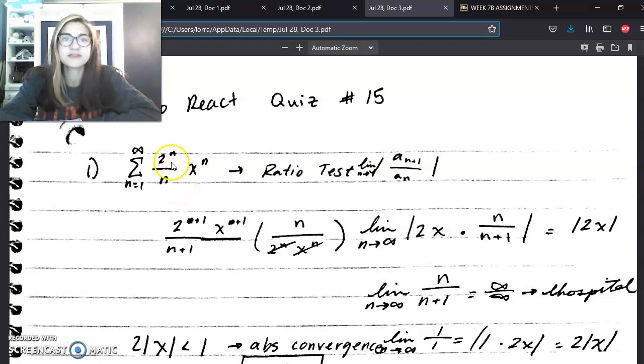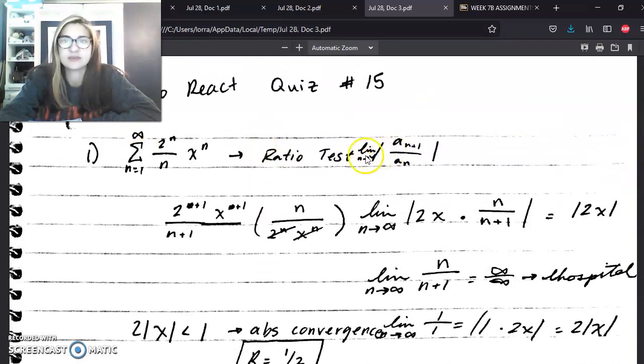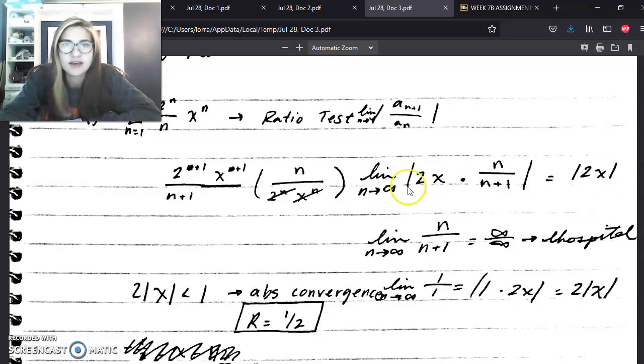So the first problem was to solve for the radius of convergence and the interval of convergence for this series, the sum of 2^n over n, x^n. The way that I did this is I used the ratio test, so the limit as n approaches infinity of a_(n+1) over a_n. In order to solve this, you do exactly that. So this is 2^(n+1) times x^(n+1) over n+1, times the quantity of n over 2^n x^n.